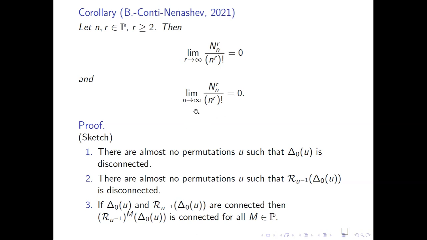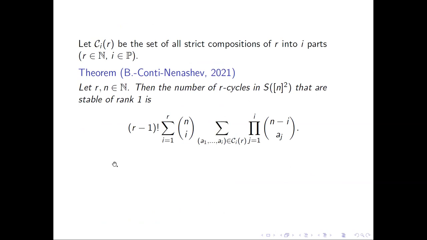So I think I will skip this sketch of proof. It's based on the graph. Almost all graphs have these graphs connected. So very far from being only loops, they're all connected if you take a permutation at random. Some other consequence is enumeration. You can enumerate R cycles that are stable of rank 1. You get this formula, not the prettiest of formulas. There are a few summations. So this is the set of all compositions of R into I parts. So the sum of these is R. But it does have some nice consequences.